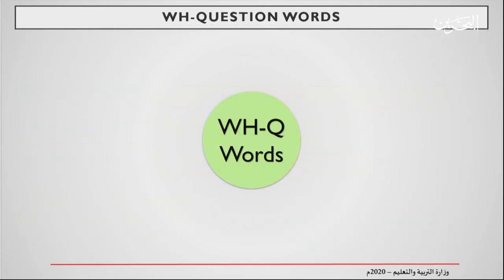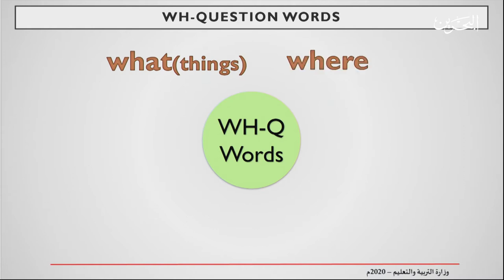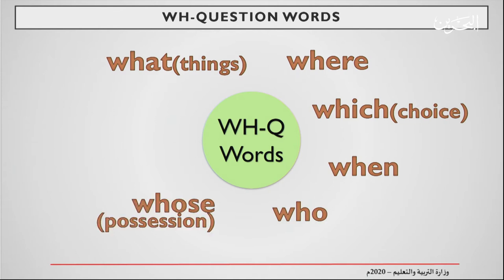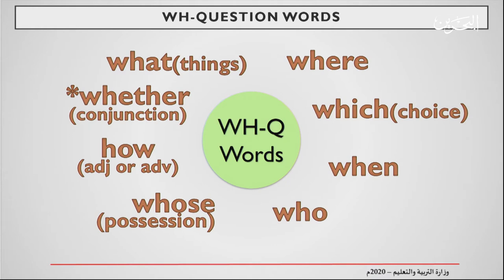So, in order for us to use the embedded questions, we have to know the WH question words that we could use with that. So, we could use what. You can say what thing or just what. Where for places. Which as a choice. When. Who for people. Whose for possession. How, adjective or adverb. And then, whether. This is not a question word, it is a conjunction, but you can use it with them. And it starts with WH.